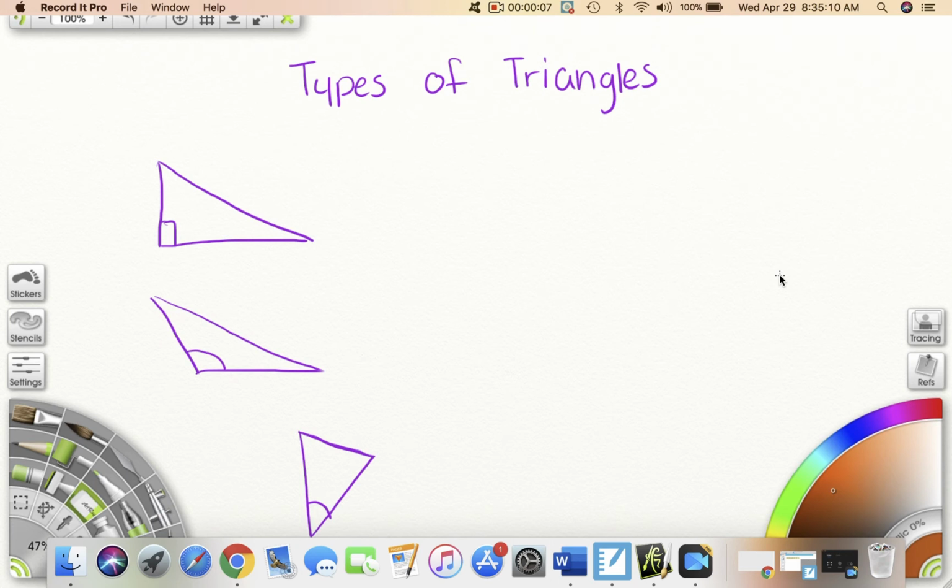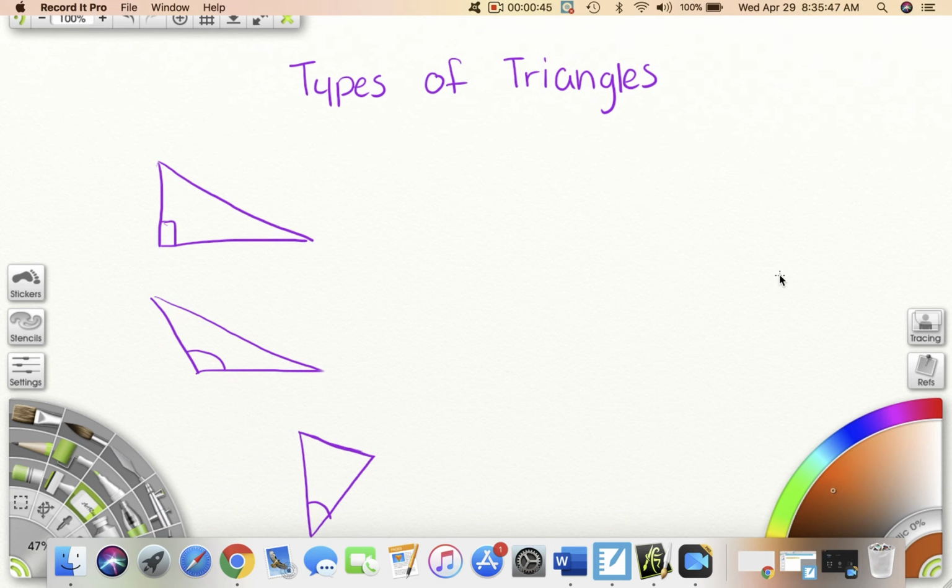So in our last lesson, we were talking about different types of angles. If it was a really small angle, it was called an acute. If it was a really big angle, it was called obtuse. And if it was a perfect 90 degrees, so straight up and over, or it has that little square in the corner, it's called a right angle. So we're going to use those names of angles for types of triangles. The different types of triangles are named after the types of angles that they have in them.